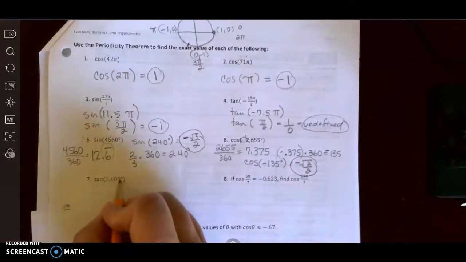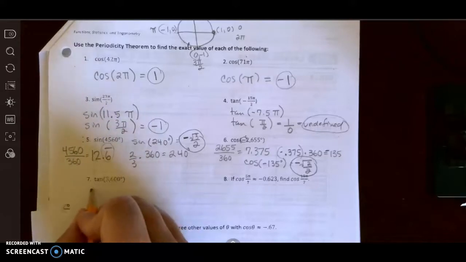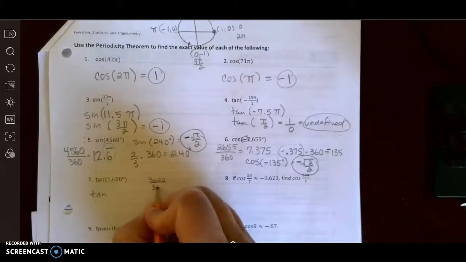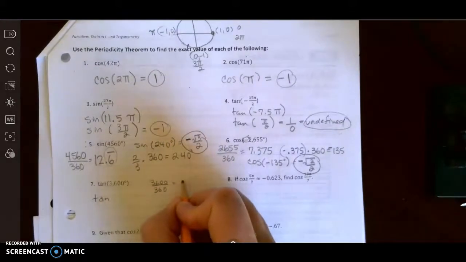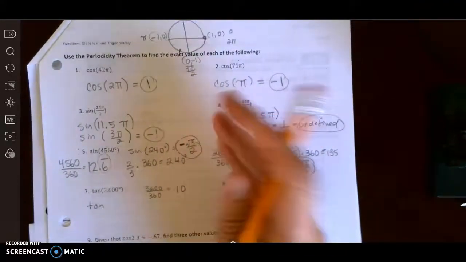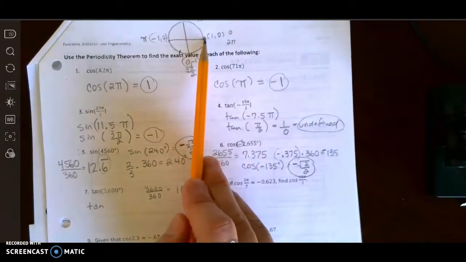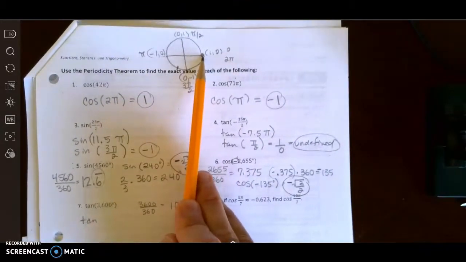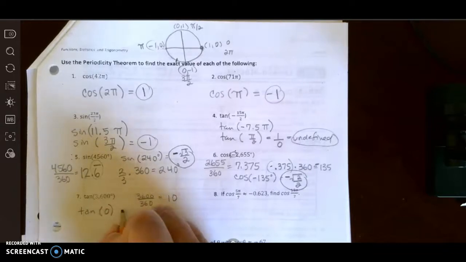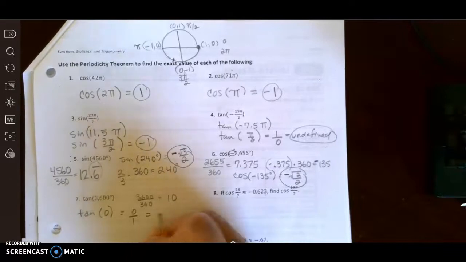Tangent of 3,600. So tangent, see what is 3,600 divided by 360, and I get 10. That means 10 full revolutions, which means I'm landing right here. I'm at 0, so I'm just finding the tangent of 0, which is 0 divided by 1, which is 0.